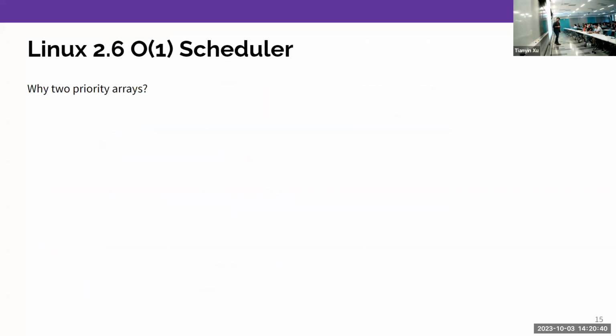So I have a question now, which I said I will be answering, but I'll ask you first. So why 2 priority arrays?